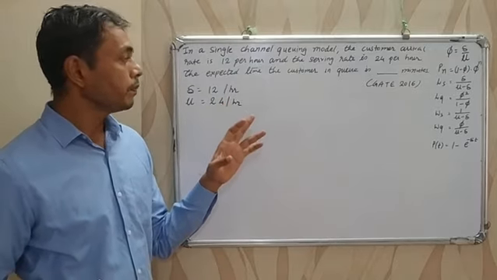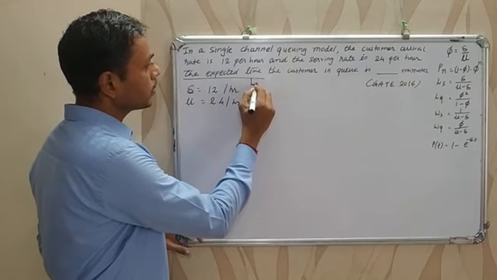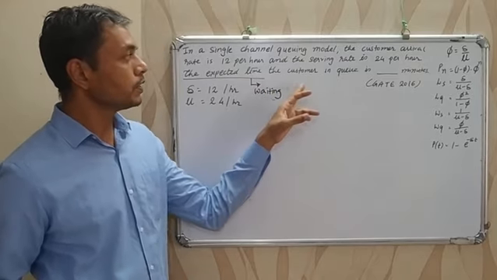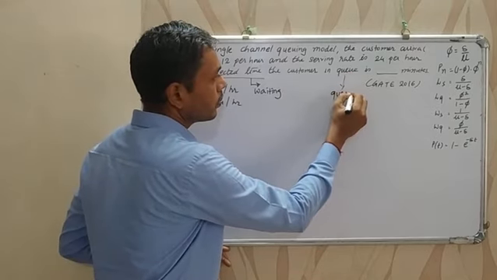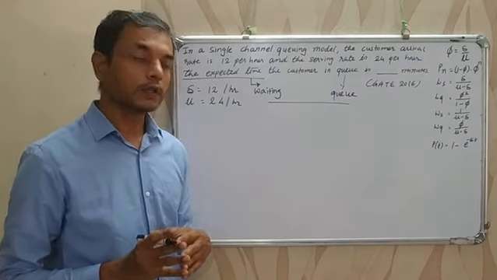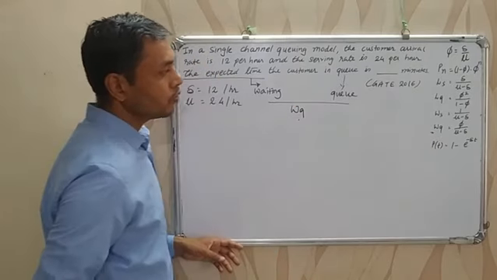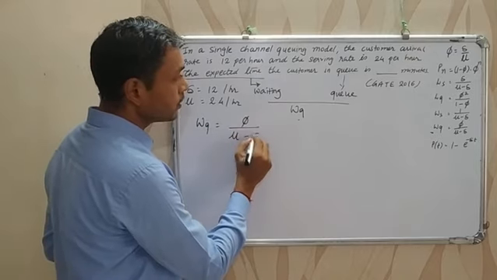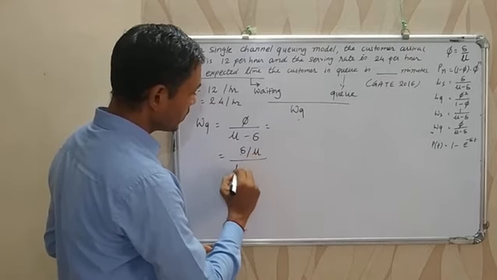The expected time. So read the question carefully, it is asked about waiting. The expected time a customer waits in the queue is how many minutes? This question was asked in GATE 2016. So here we are asked about WQ. The WQ is equal to ρ divided by mu minus delta. ρ is equal to delta by mu, divided by mu minus delta.